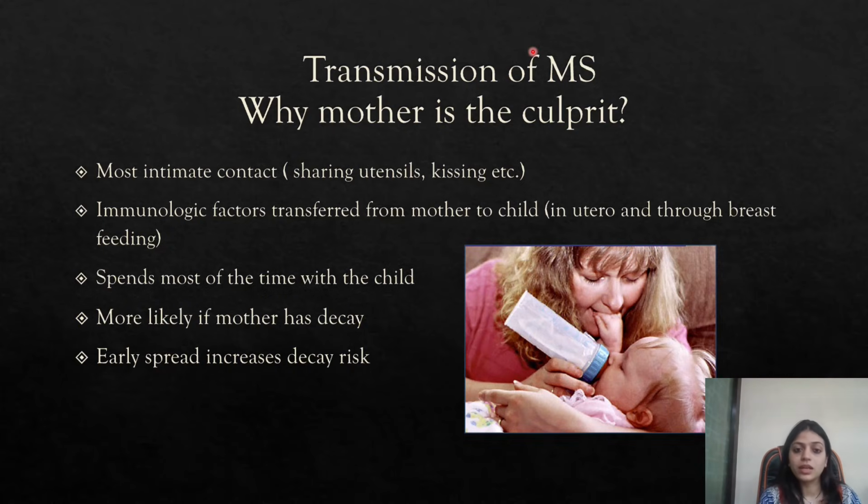The mothers or the caregivers may infect the child while sharing any kind of food or utensils. Mothers have a habit of blowing air on the food while feeding the children, and kissing, etc. Okay, immunological factors are transferred from mother to child in utero and through breastfeeding. The mother spends most of the time with the child, so transmission is more likely if the mother has decay, and early spread increases the decay risk.